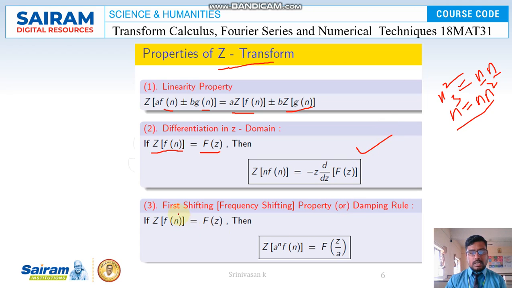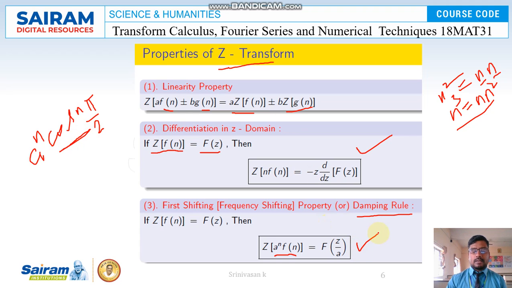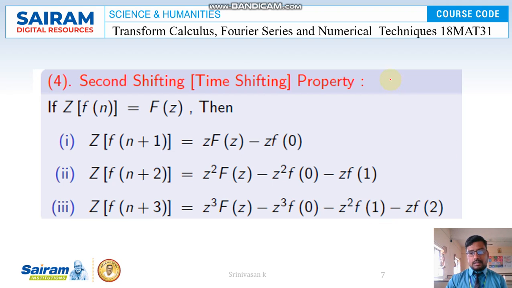And we'll come to the next one, the shifting property. This property is called the shifting property or damping rule. If Z[f(n)] = F(z), then Z[a power n f(n)] = F(z/a). So if the function is in this form, for example, a power n into cos(n pi by 2), or cos n pi, or a power n into sin(n pi by 2), then a power n into a function means we can apply the damping rule. Clear? So this is the second shifting property.